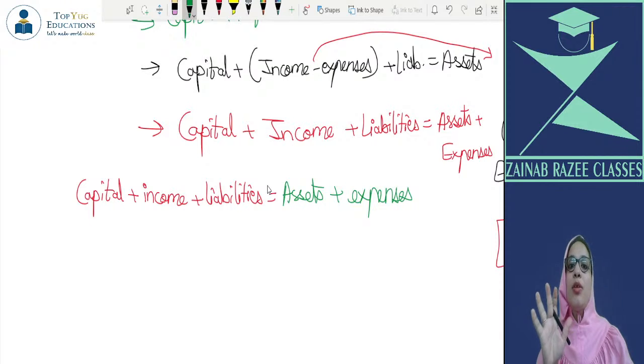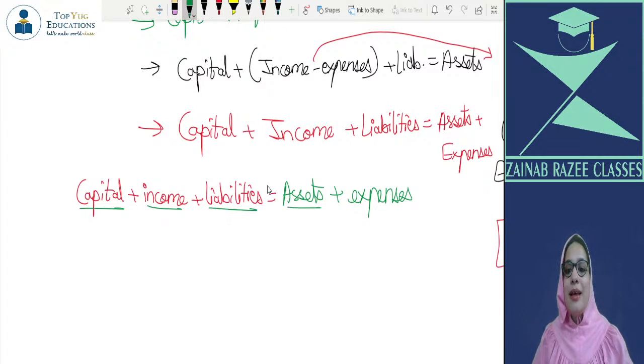as the main elements of financial statements. So whenever you prepare a financial statement, there are 5 things which you require. One is the capital, income, liabilities, assets, and expenses. Yes. Do you all agree?